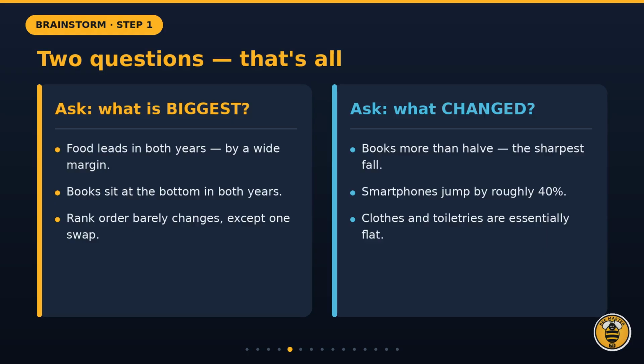Now brainstorm and ask only 2 questions. First, what is biggest? Food leads in both years by a wide margin. Books sit at the bottom in both years, and the rank order barely changes apart from one swap. Second, what changed? Books more than half. Smartphones jump by roughly 40%. Clothes and toiletries are essentially flat. Those 2 questions give you your entire overview.